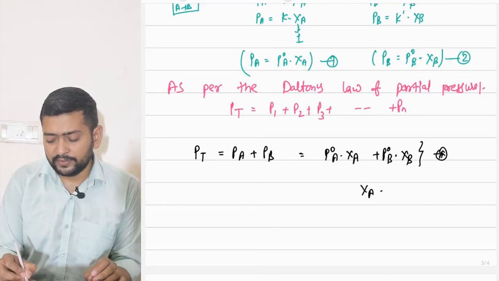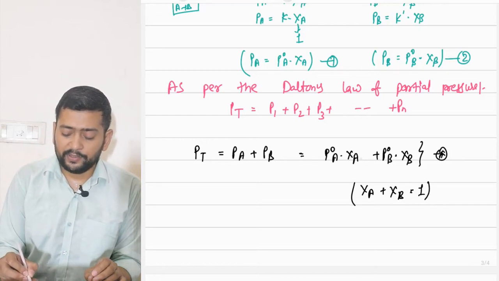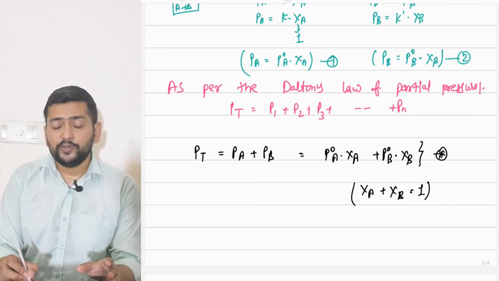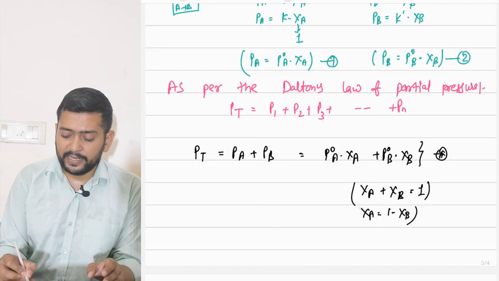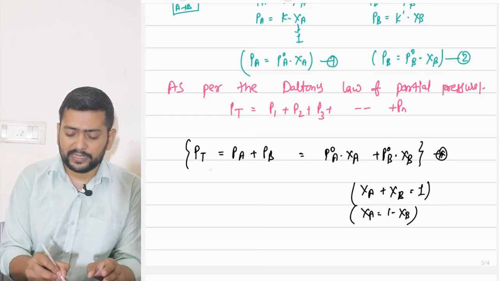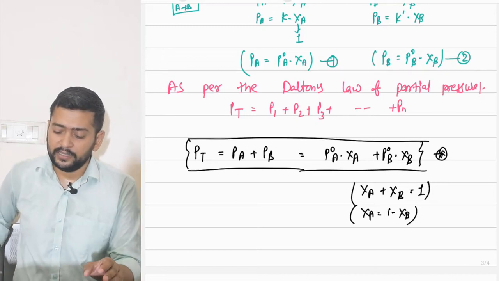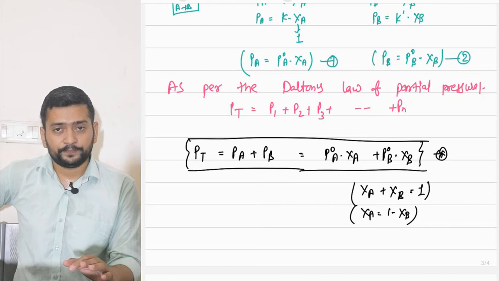Or you can put zeta A plus zeta B is equal to 1, and if you have only one component, definitely you can just put zeta A is equal to 1 minus zeta B, and you can put it in this equation and you will get the same value. But this is the important one, and this is your final equation, right? If you want to modify it, definitely you can do it.